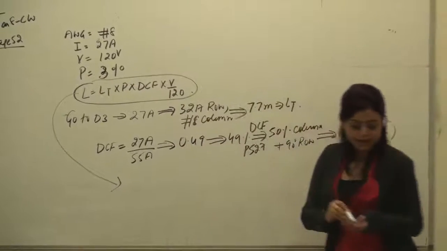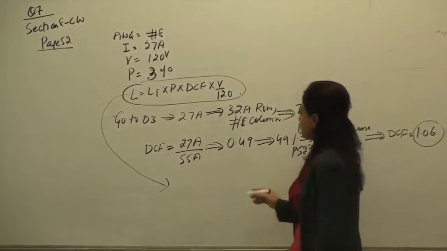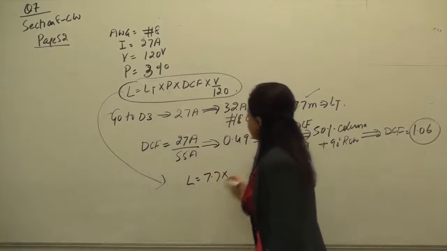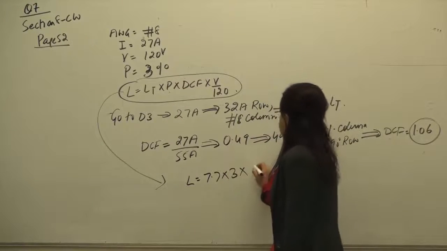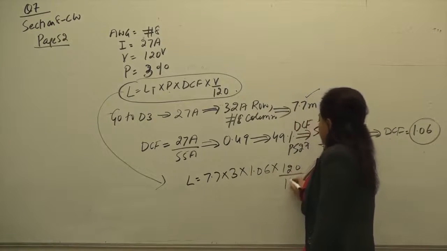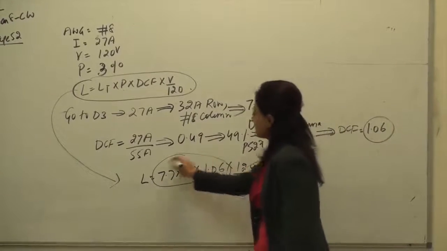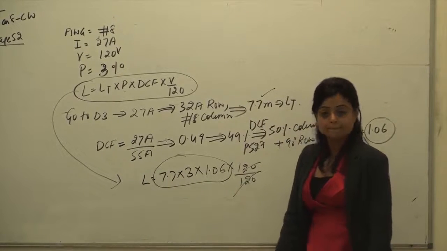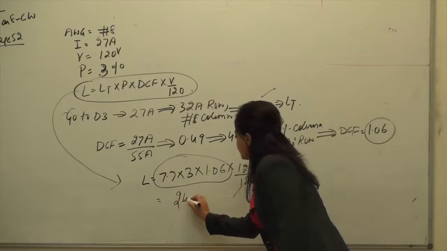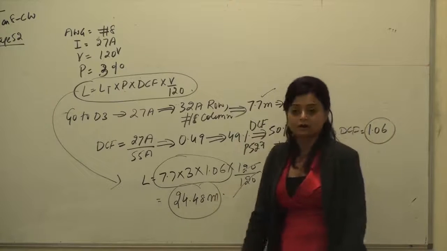L is equal to LT. So the length from the table that we just calculated is 7.7. So L is equal to 7.7 times percentage drop, which is 3%, times the DCF that we just calculated, 1.06, times voltage, 120 divided by 120. What do I get when I multiply all these numbers? What is my final length? 24.48, which is in meters. You guys rock.